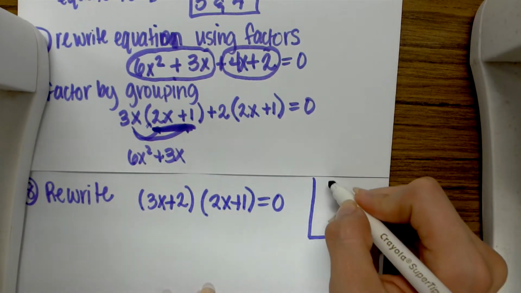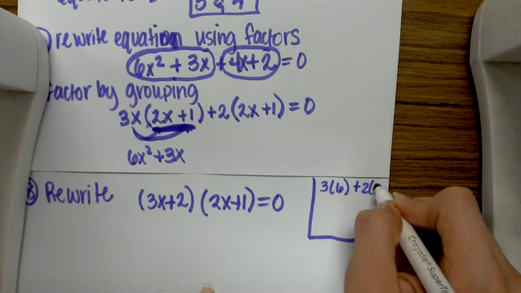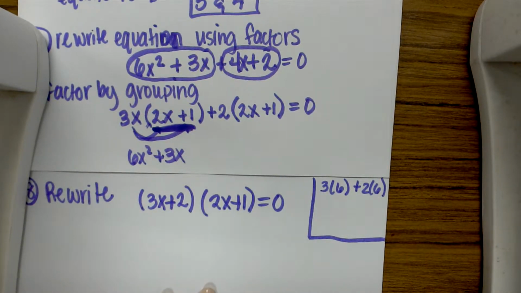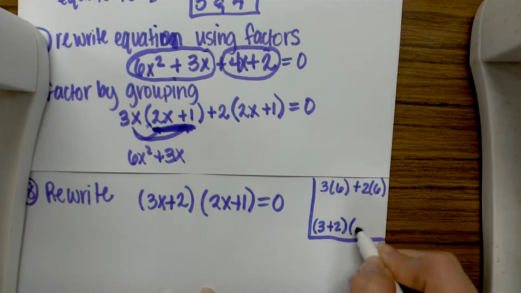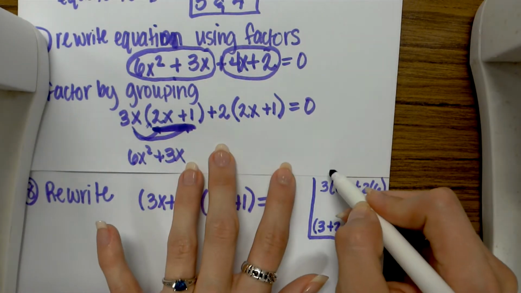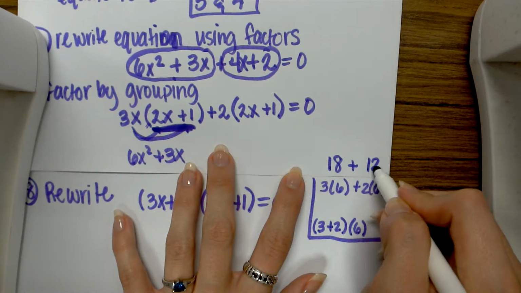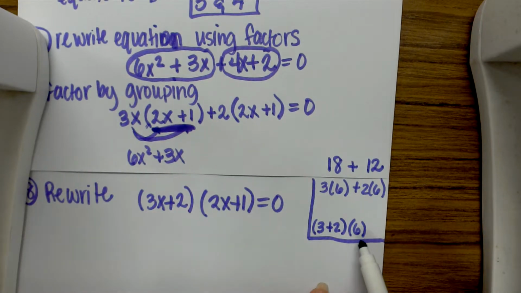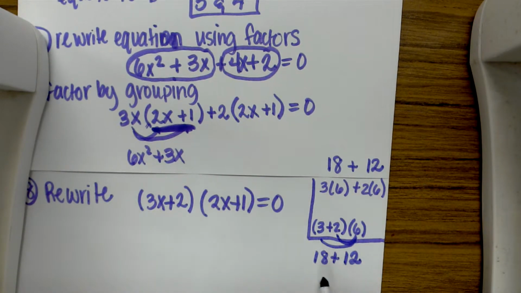So if I have 3 times 6 plus 2 times 6, would it be the same as me saying 3 plus 2 times 6? Well, yes it would be. What's 3 times 6? 18. What's 2 times 6? 12. Well, if you go over here and you distribute, what's 6 times 3? 18. What's 6 times 2? 12. So 18 plus 12 and 18 plus 12 are the same thing. So it's the same concept.